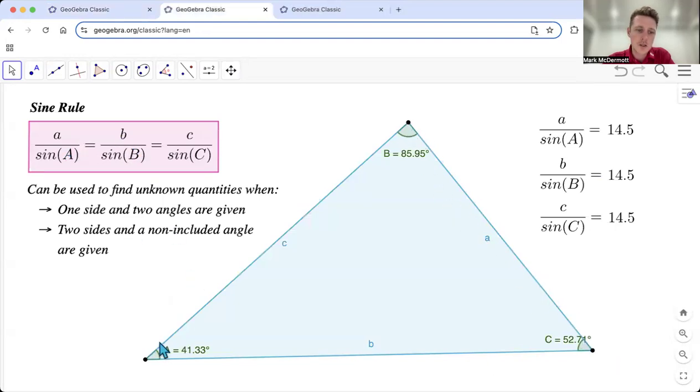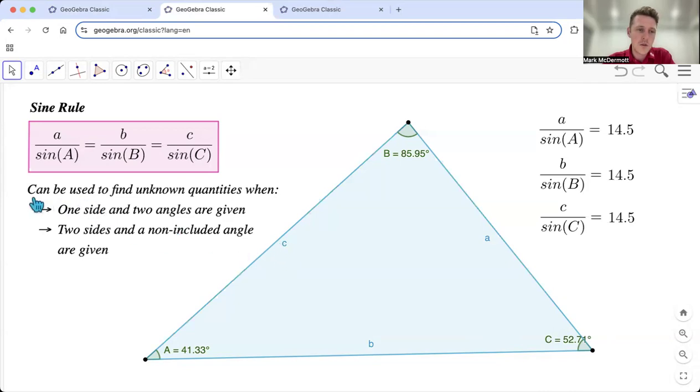These capital letters represent the angles, the relevant angles, and they're always opposite each other. So capital A is opposite this side length. This angle, capital A, is opposite this side length, lowercase a. Similarly, capital C angle is opposite lowercase c side length.